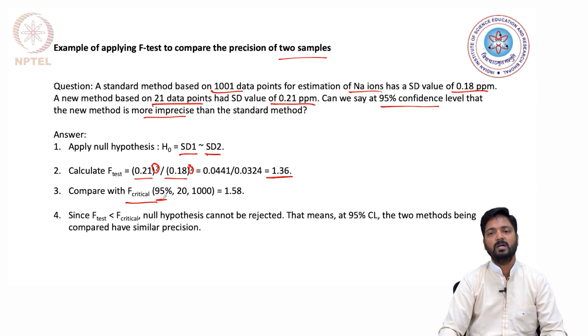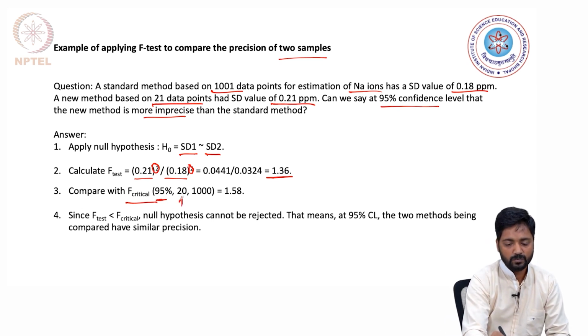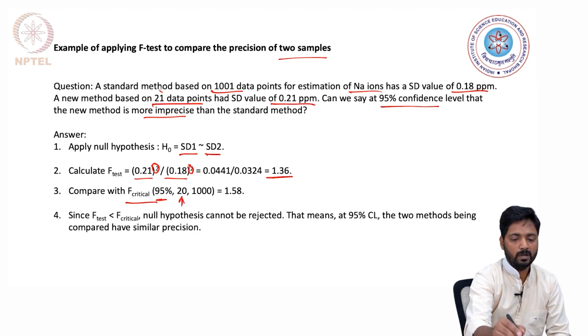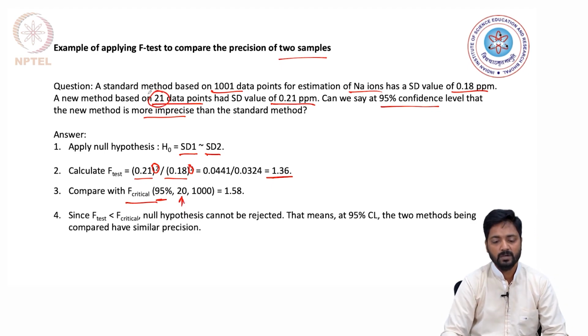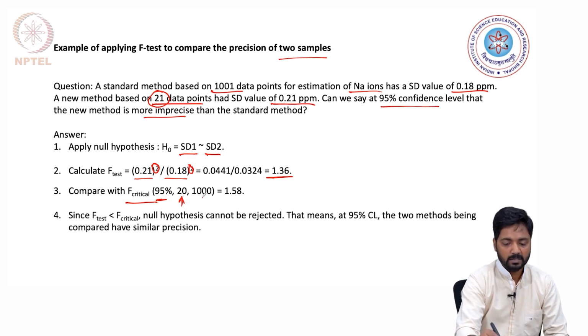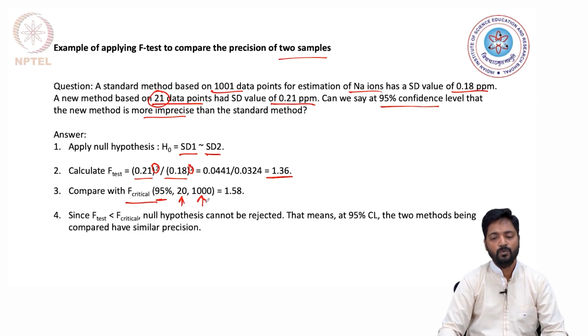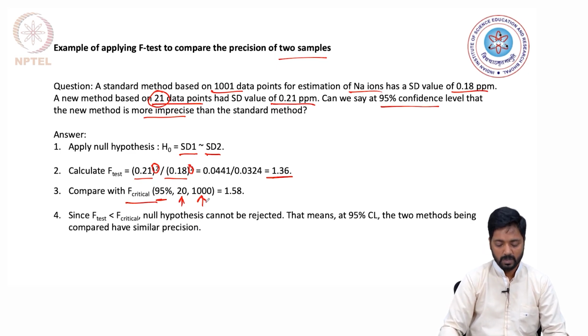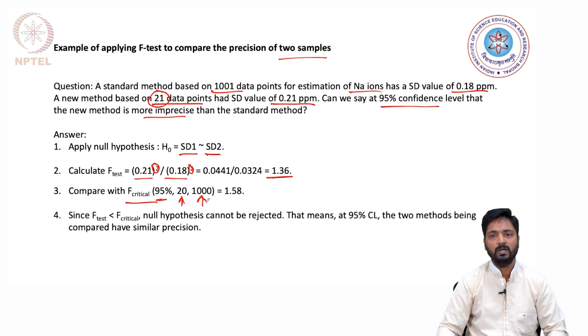Now this F test value needs to be compared with a F critical value of 95% confidence level and 20 degrees of freedom for our new method, which is giving a higher standard deviation value, and 1000 degrees of freedom for the old or the reference method, which was giving a lower standard deviation value of 0.18 ppm.